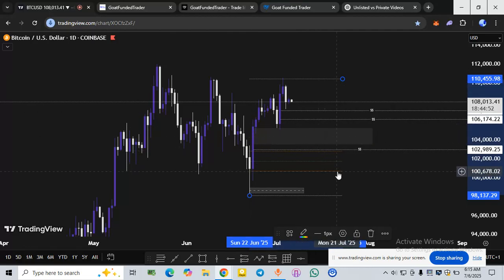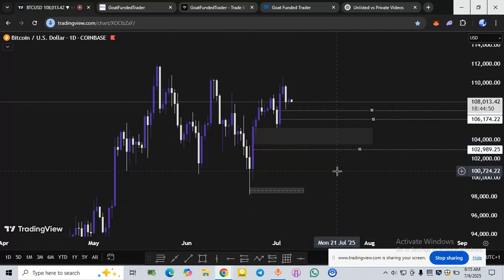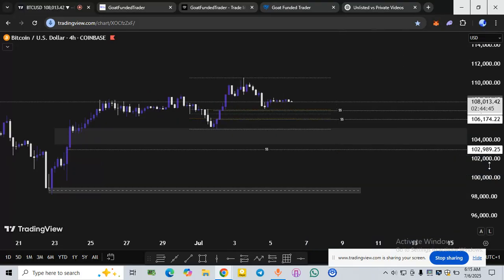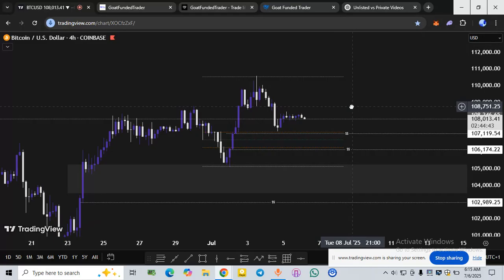So that is basically why I believe that there could be a retracement, all right, since price has hit our targets at 110. All right, so guys, that is just the quick update and quick analysis on BTC.